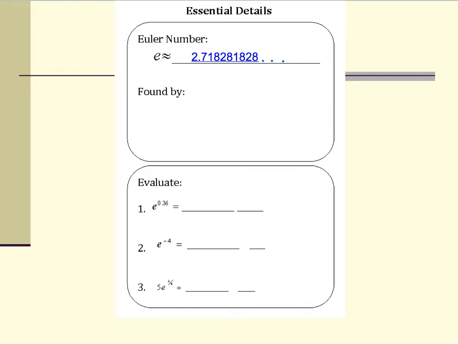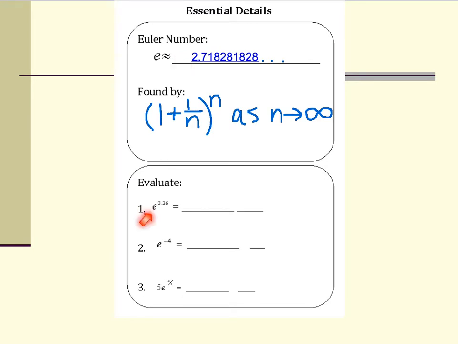And the way this is found, if you do 1 plus 1 divided by a number and raise it to that power, as n approaches infinity, so as n gets bigger and bigger and bigger, when you simplify it, you get closer and closer and closer to Euler's number. So that's where e, or the natural base, is found.